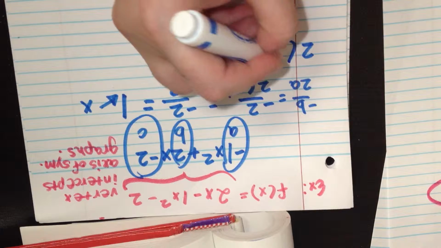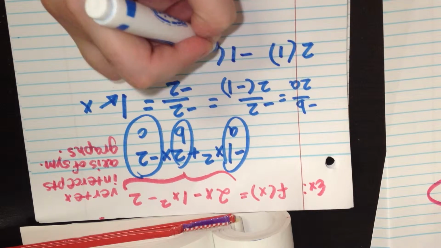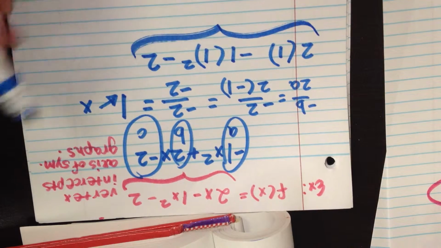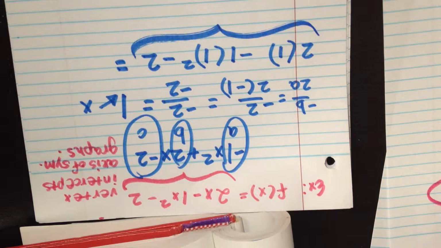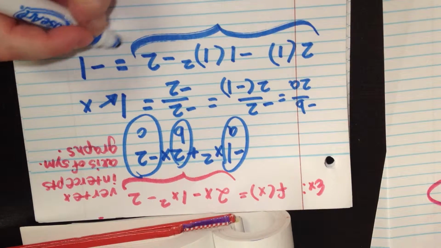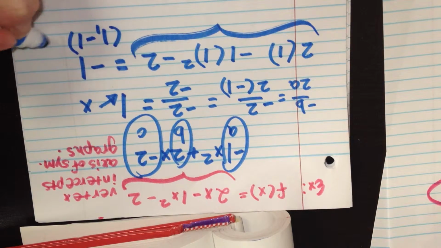So I have 2 open parentheses 1, minus 1 open parentheses 1 squared, minus 2. And then you just do this. You can do it in your calculator or in your head, but it should just be 2 minus 1, minus 2, is -1. Yeah. So my vertex is 1 comma -1. Oh, that's much better than what I had before.